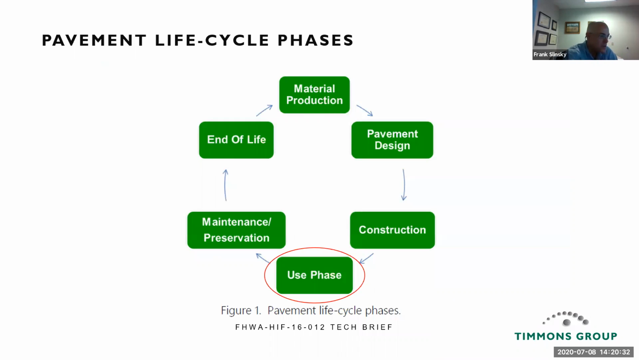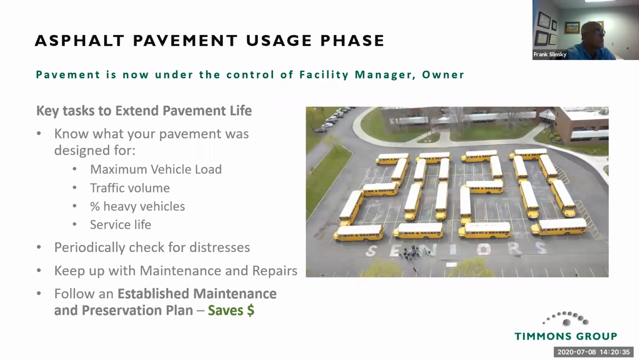So now we're going to talk about the usage phase. This is when the pavement is now under the control of the facility manager or owner. The key task to extend pavement life is to know what your pavement was designed for: maximum vehicle load, traffic volume, percent heavy vehicles, and service life. Periodically check for distresses. Keep up with maintenance and repairs. And follow an established maintenance and preservation plan. This saves money.